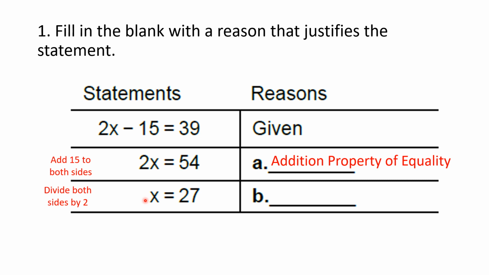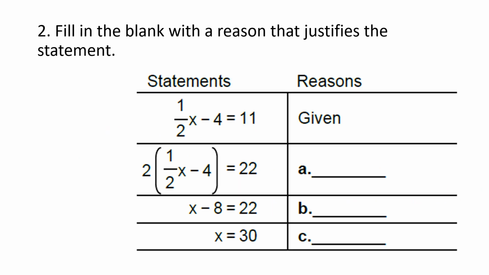All right, and what property is that? What property allows us to divide both sides by 2 and maintain that equal sign? That would be the division property of equality. All right, so hopefully this is all starting to make sense. We're going to do lots of examples, but we're going to do another example kind of similar. All right, so again, a similar example. All of the statements are filled in. The reasons are blank. So it just says fill in the blank with the reason that justifies the statement.